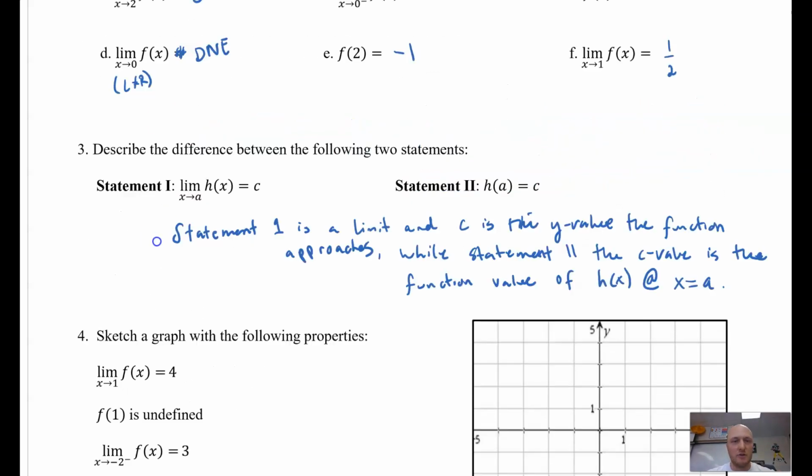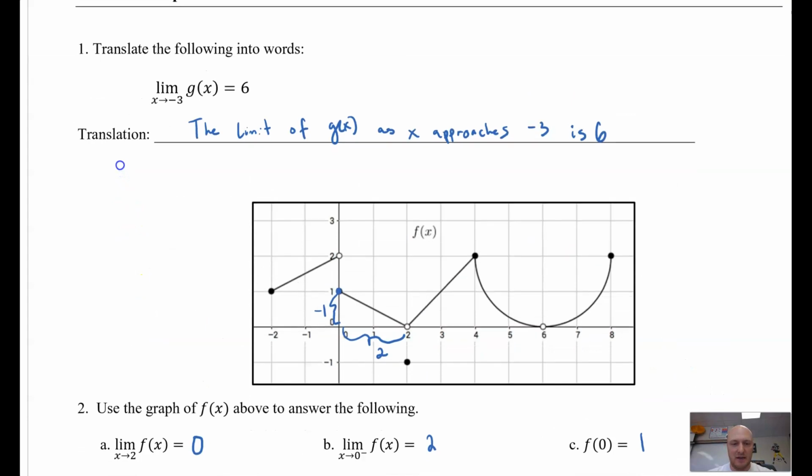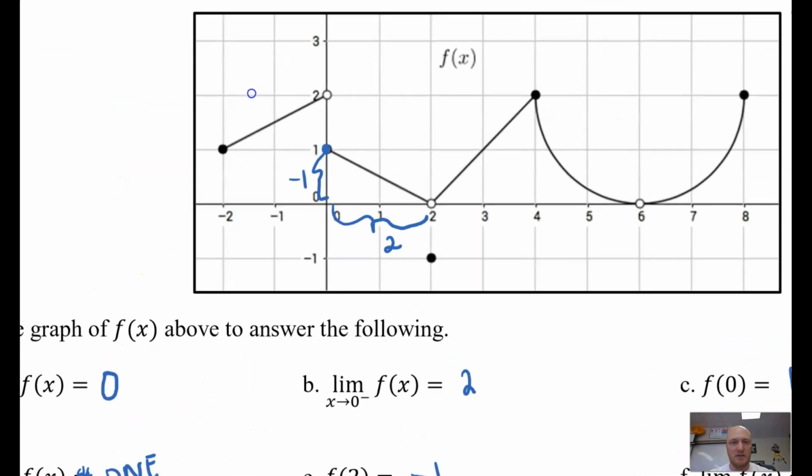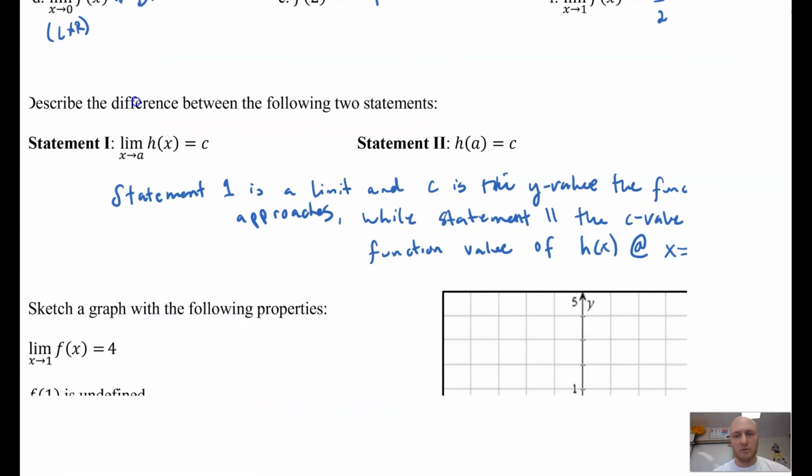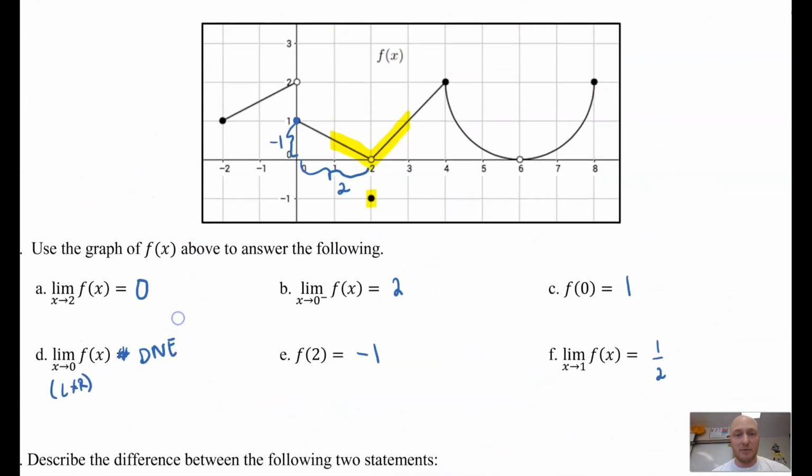And an example of how this could be different is going on right here at x equals 2. So for this graph, the limit as x approaches 2 from the left and the right is 0. Whereas if I plugged in 2 into the function, the answer would be -1, right? So those are different. That goes back to one of our key questions. How is a limit different than a point, or similar? You know, it could be the same thing, right?